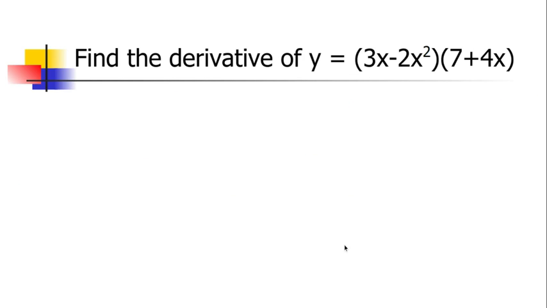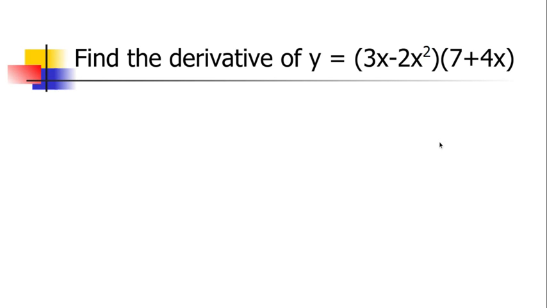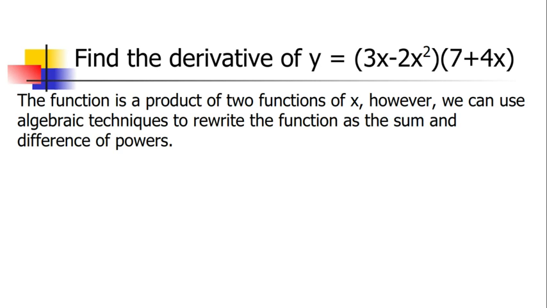Okay, so let's look at the next example. So for this one, again, find the derivative of y equals 3x minus 2x squared times 7 plus 4x. So again, this is a product of two functions of x. However, this function could be rewritten as the sum and difference of powers if we decide to FOIL. All right. So this is something we talked about, rewriting functions, because power rule is our easiest rule. So if it's easy to simplify the function using those algebraic techniques, we can do that first, which I would do because FOILing is pretty easy, and then I just have to do power rule.